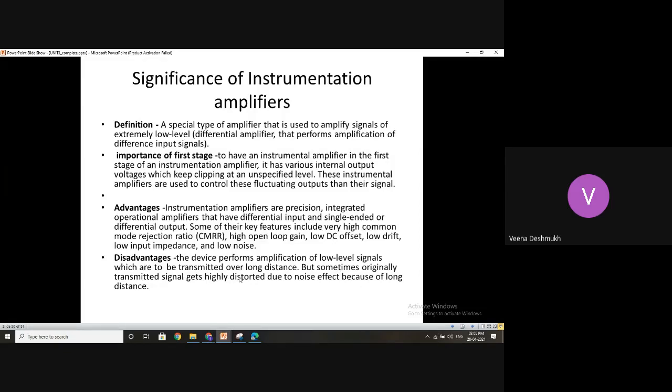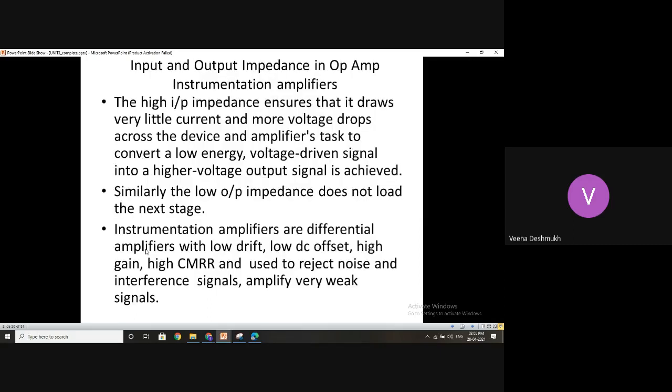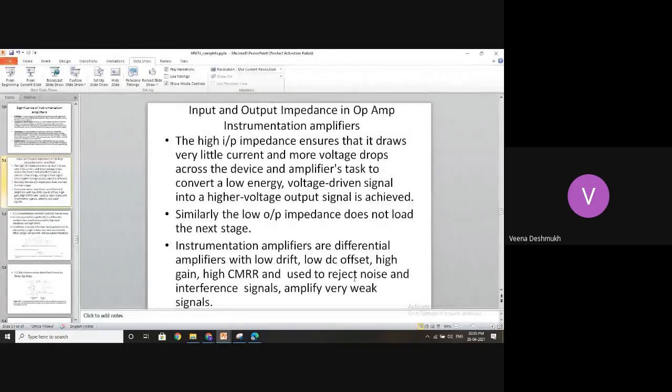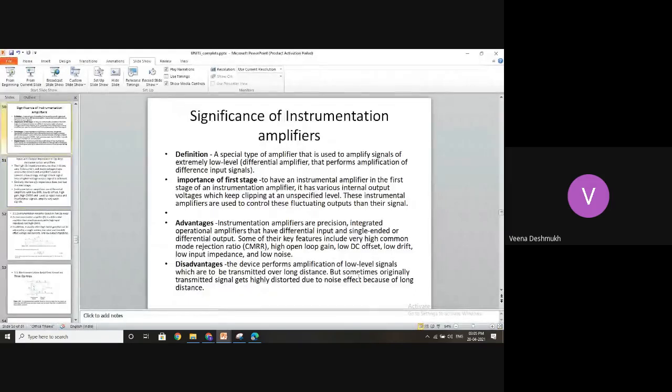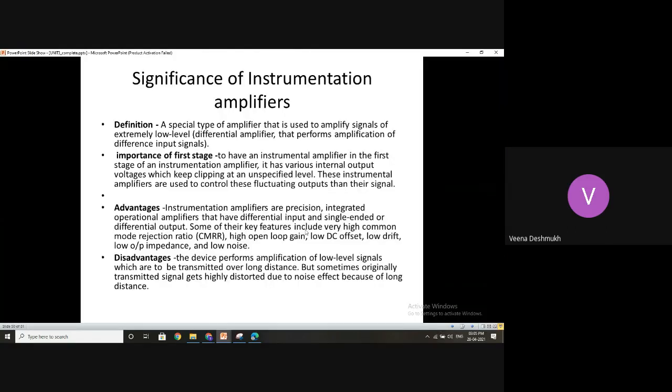Low drift, and low output impedance, not input impedance. Low output impedance and low noise. So these are the basic advantages of any op-amp circuit. They need not be specific to the instrumentation amplifier, and when they are used in the instrumentation amplifier, these qualities get enhanced.